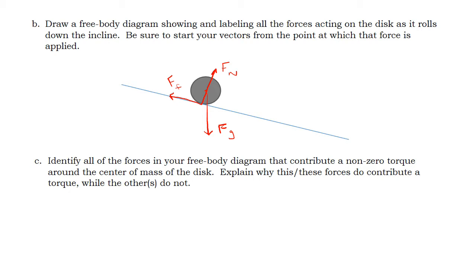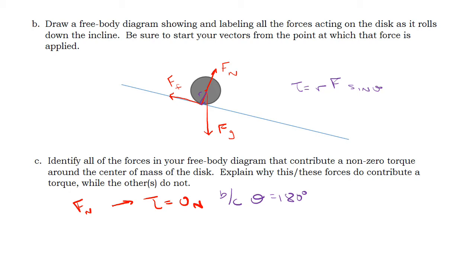Next, we're asked to identify which of these forces provide a non-zero torque. So Fn provides a torque of 0 newton meters, because we have to remember that torque is R F sine theta. So R is the vector from the center of mass to where the force acts. That's our R for the normal force. And Fn is exactly in the opposite direction. And so theta here is 180 degrees, and the sine of 180 degrees is 0, and that's why the normal force doesn't provide any torque.